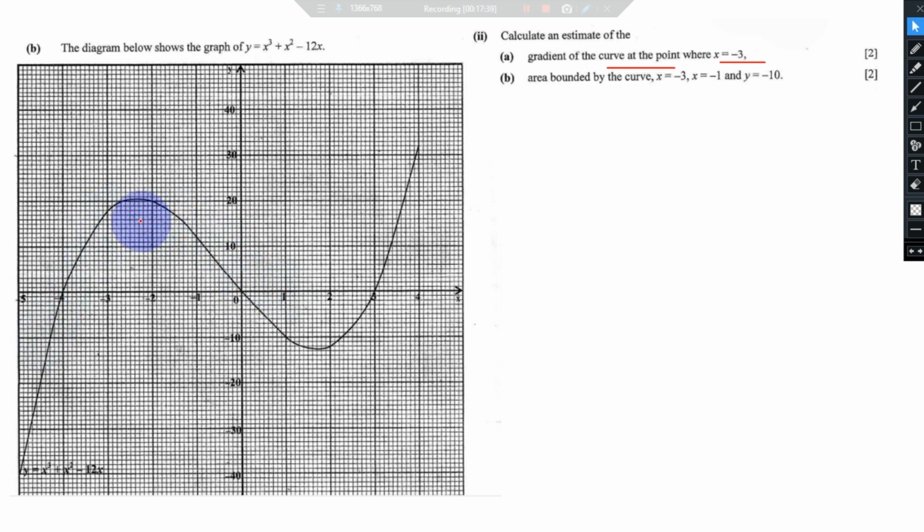So we'll zoom in a little bit. In this case, we'll go where there is negative 3. So negative 3 in the x-axis is here. I'm going to follow the line for negative 3 up to the curve.